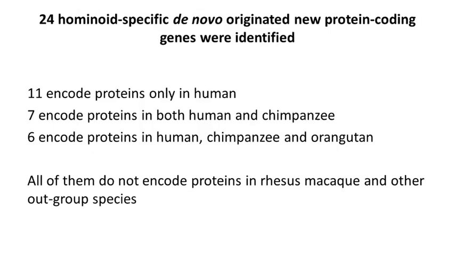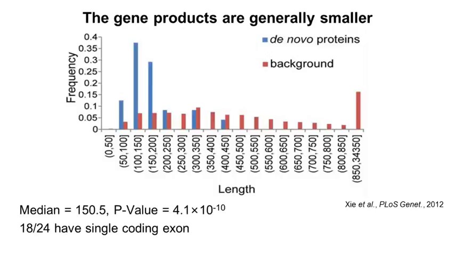Using our pipeline, we identified 11 human-specific de novo protein coding genes, 7 human and chimpanzee-specific de novo protein coding genes, and 6 human, chimpanzee, and orangutan-specific de novo protein coding genes. All of them do not encode proteins in rhesus monkeys and other outgroup species. The median length of these gene products in human is 150 amino acids, which is statistically significantly smaller than the lengths of all human protein genes.